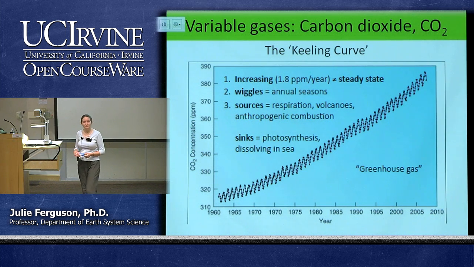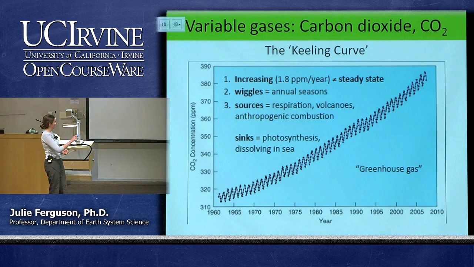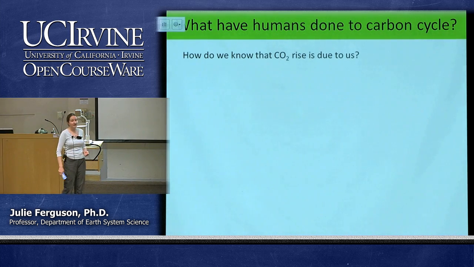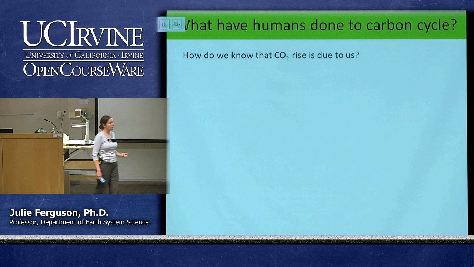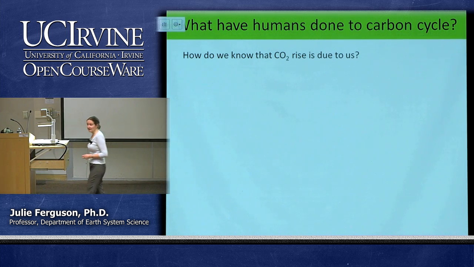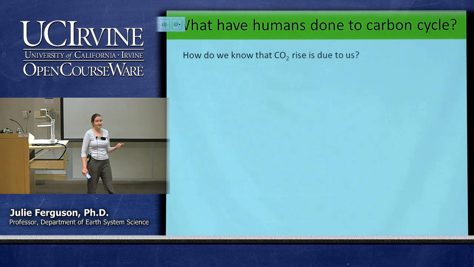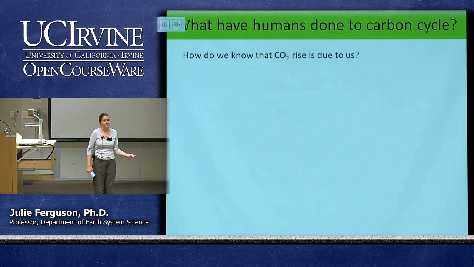So I wanted to spend a few minutes today talking about something that isn't in your book, so I know that's a horrifying prospect. But I think it's a really interesting story. So how do we know that that carbon dioxide rise is actually due to us? There's a couple of different ways. First of all, we're taking fossil fuels and we're burning them.